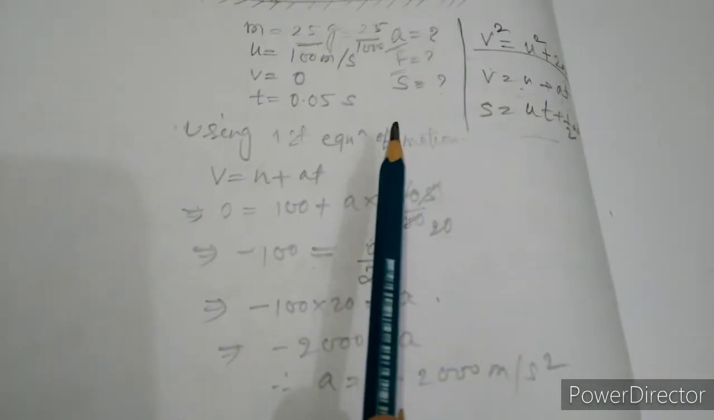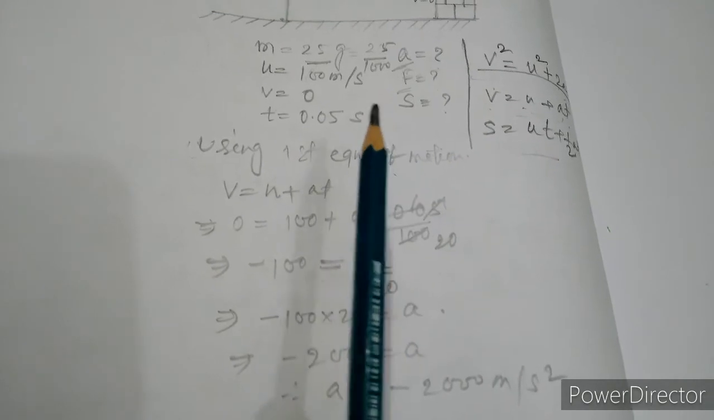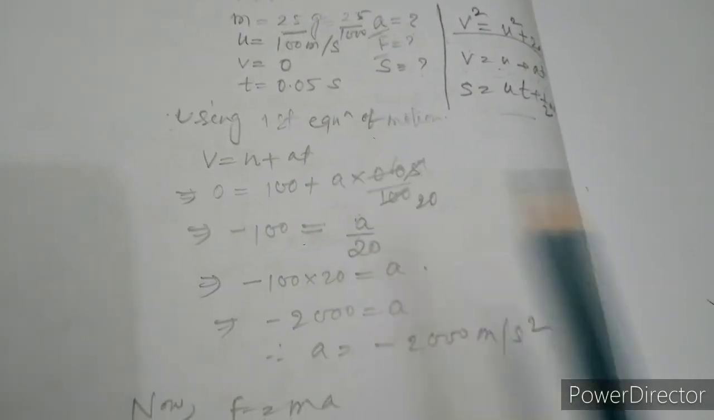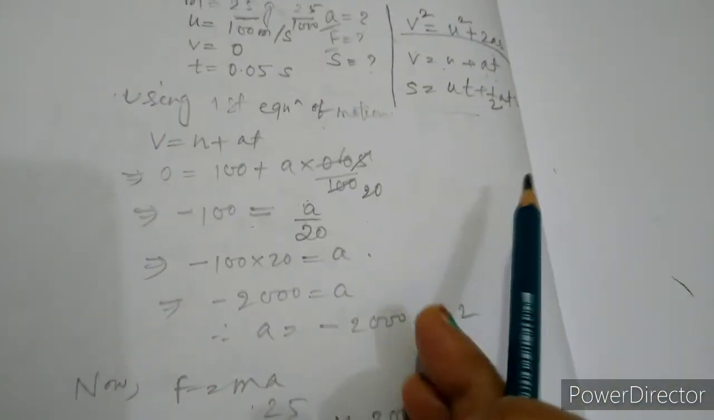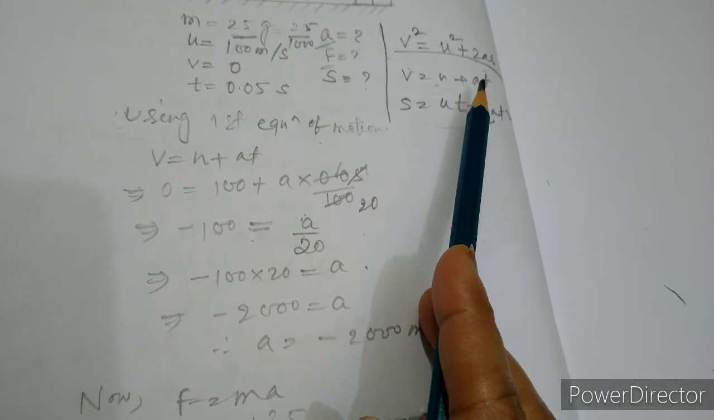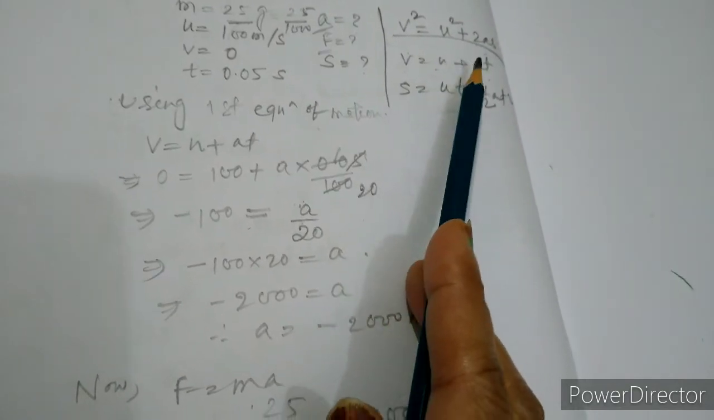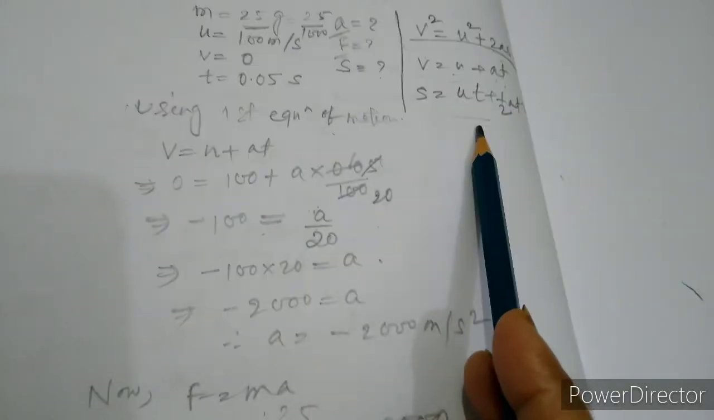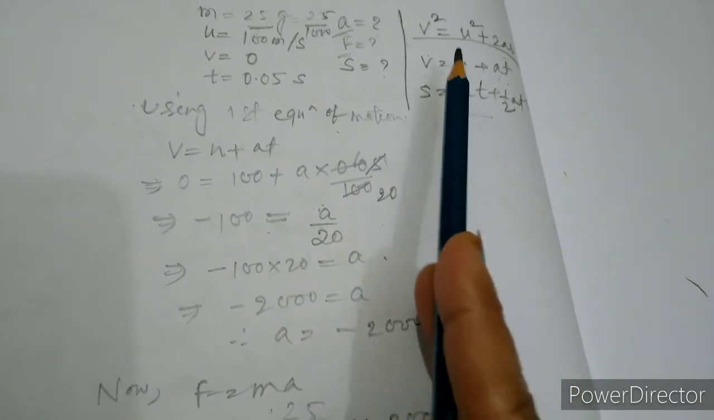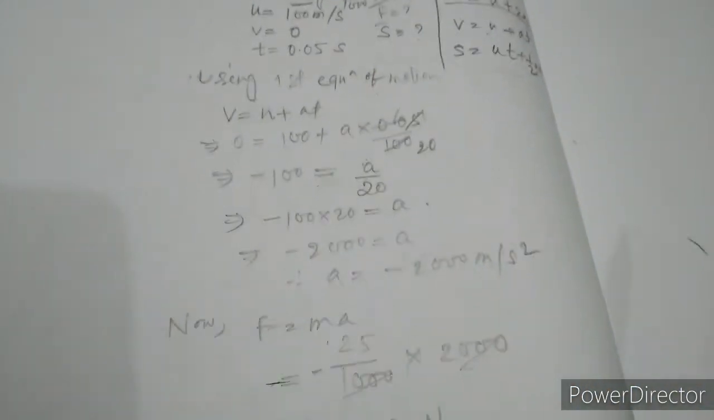Now what you have to find? You have got the value of a and F. Now you have to find out S. So to find out S, which formula can you use? You have v and u and a now. So you can use this formula also and this formula also. To find out S, it will be easier, so use this formula.